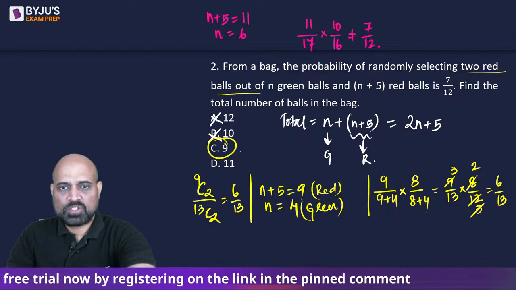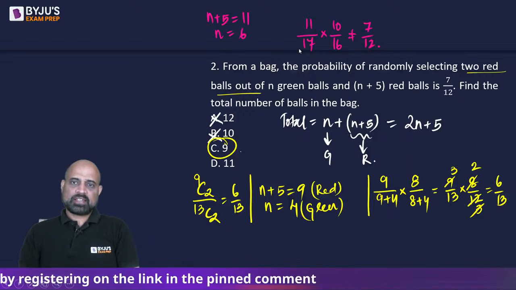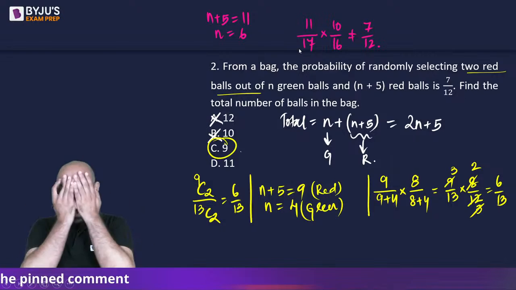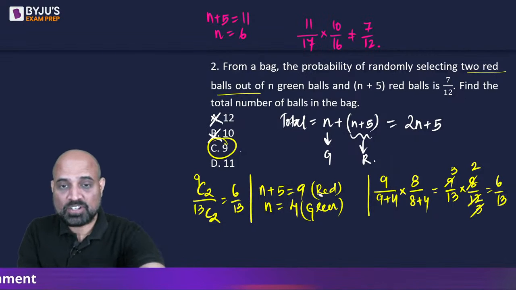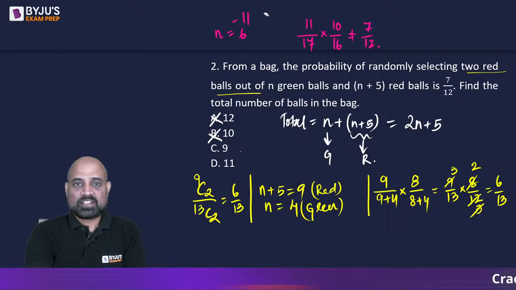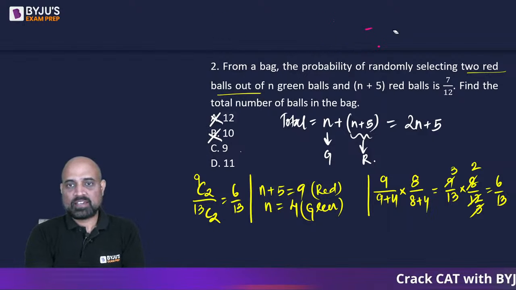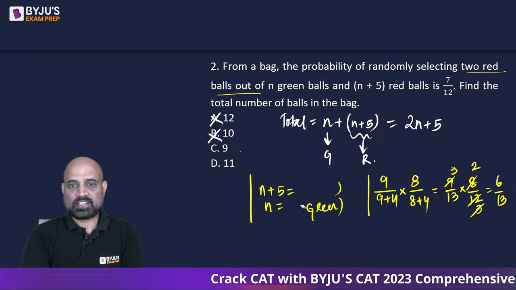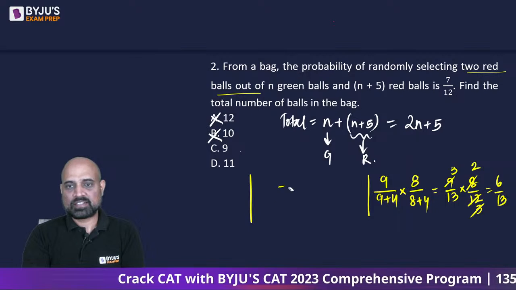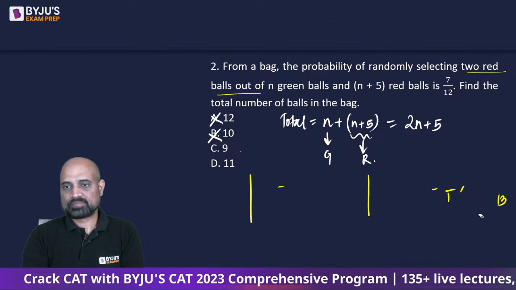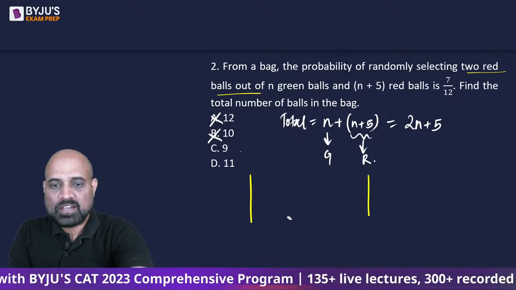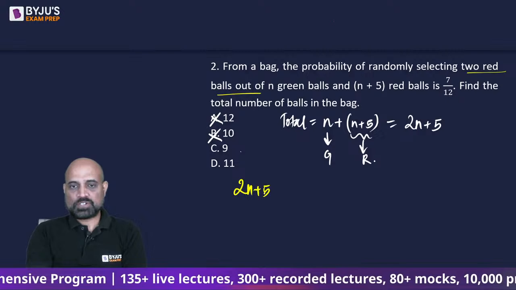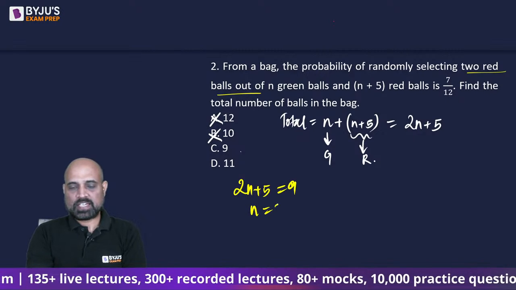Okay, so looks like the number of balls in the bag is 9, and it's not n plus 5 is equal to 9. Silly me. So this is not 9. This sum is 9. Okay, so let's begin. 2n plus 5 is equal to 9. So this will give us n is equal to 2.